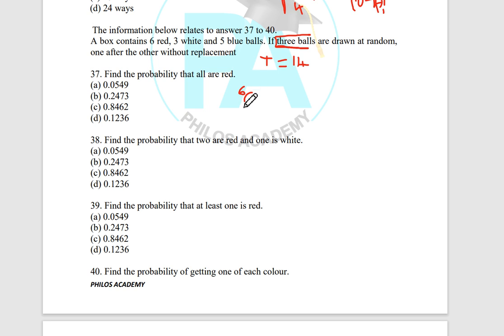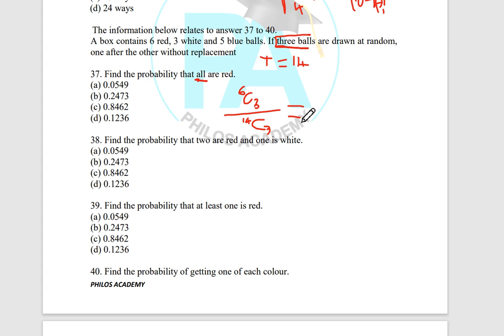So 6 combination. They say all 3 are red. So 6 combination 3, the total number of red balls, combination 3, since they are saying all 3 are red, divided by the total number of balls, combination 3. So that's 14 combination 3.